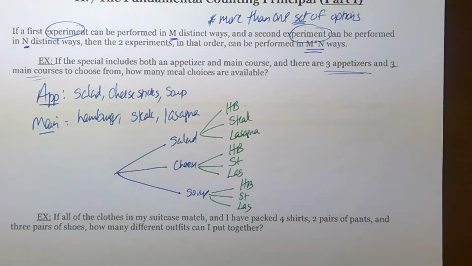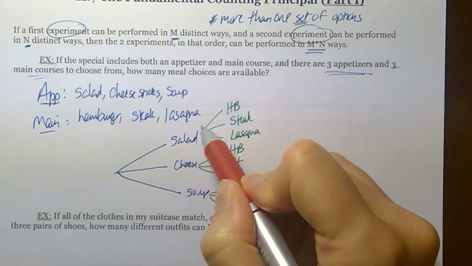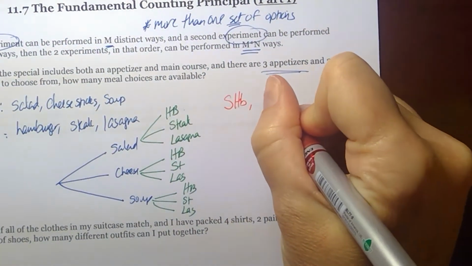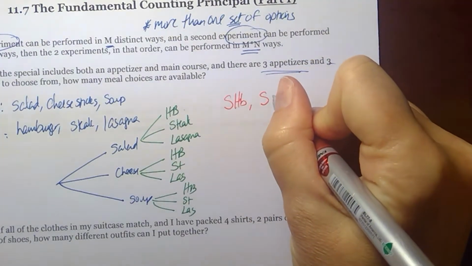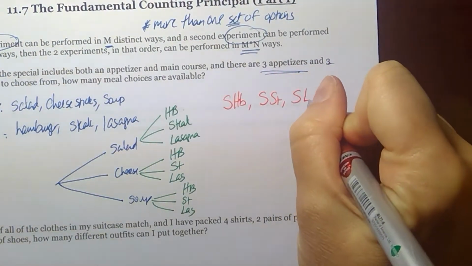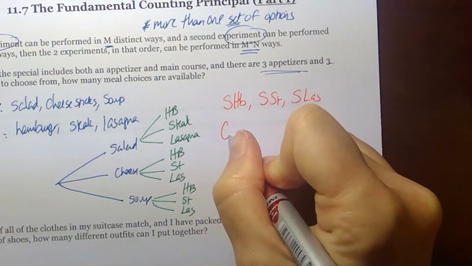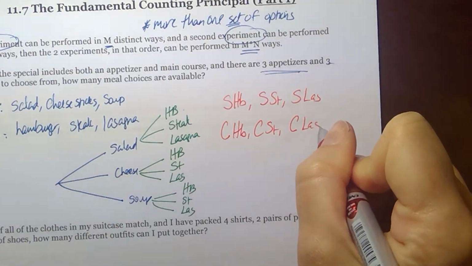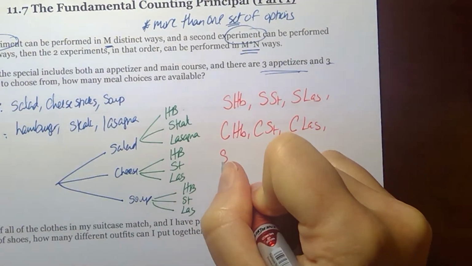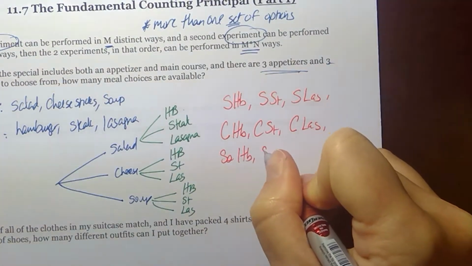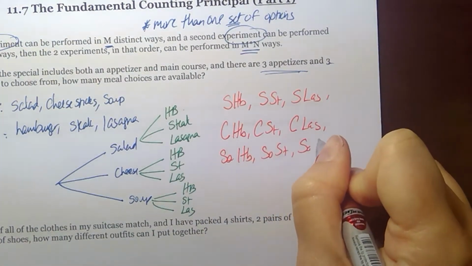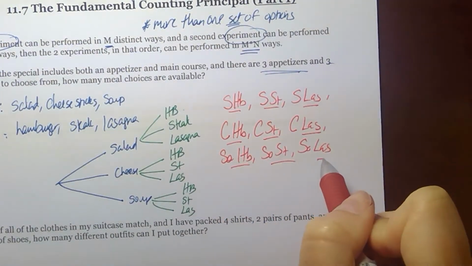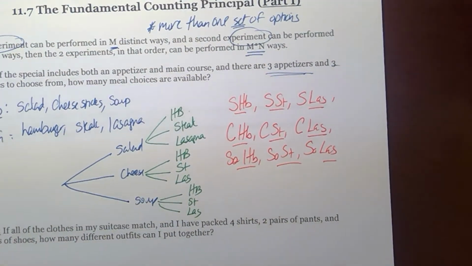Well, if I wanted to do an organized list of these options, I see I have salad and hamburger. I have salad and steak, or I have salad and lasagna. I could have cheese sticks and a hamburger, cheese sticks and steak, or cheese sticks and lasagna. Or I could have soup and a hamburger, soup and a steak, soup and lasagna. So that is 1, 2, 3, 4, 5, 6, 7, 8, 9 different meal choices.